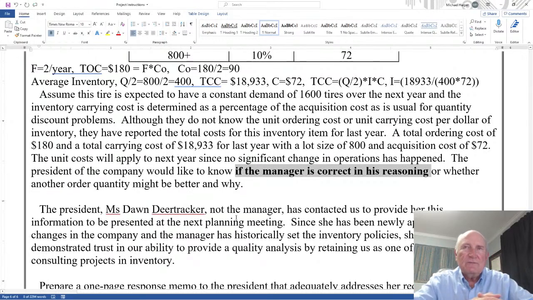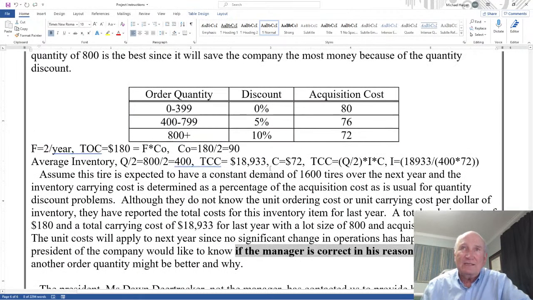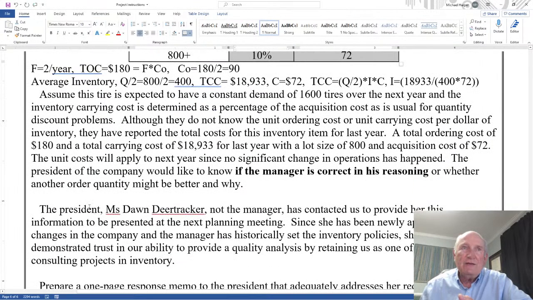there's the request. Is the manager correct in his reasoning that the greatest lot size will have the greatest savings? Well, yes, as far as the discount is concerned. But what about the carrying cost and ordering cost? You're carrying a lot of inventory. Or whether another order might be better and why.